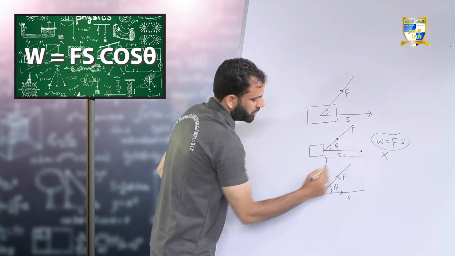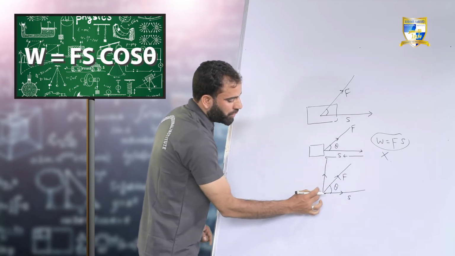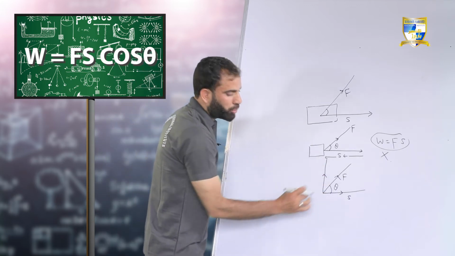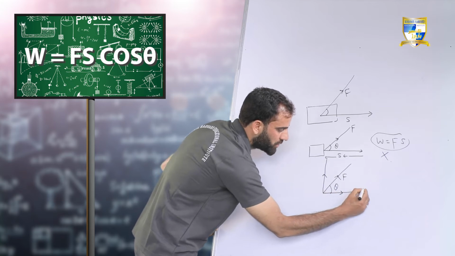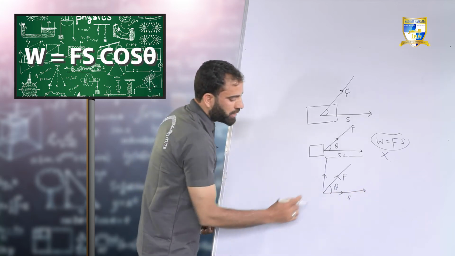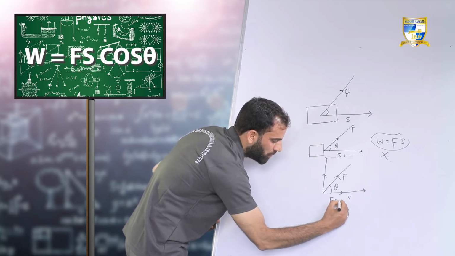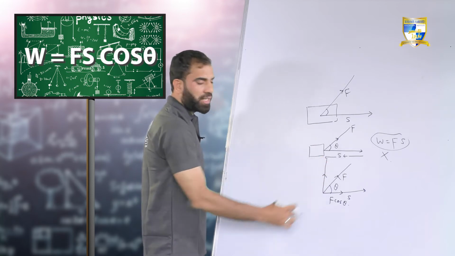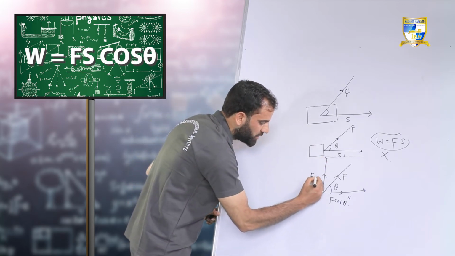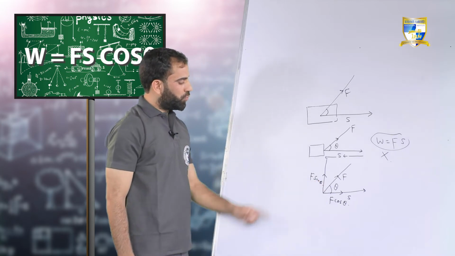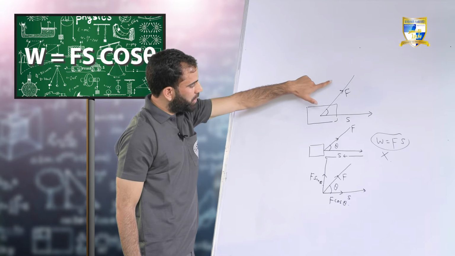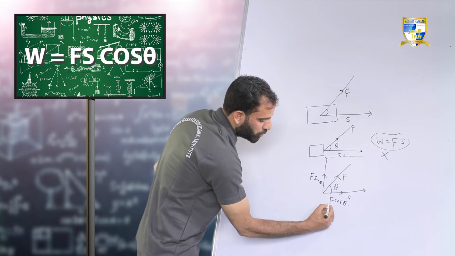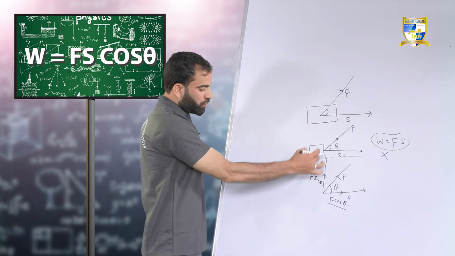The box is moving in the horizontal direction. The vertical component has nothing to do with the motion of the box. So which component is responsible for the motion of the box? That is the component along the horizontal direction, which is taken as F cos theta. And the other component, along the vertical direction, is taken as F sin theta. So we have resolved the force into two components.